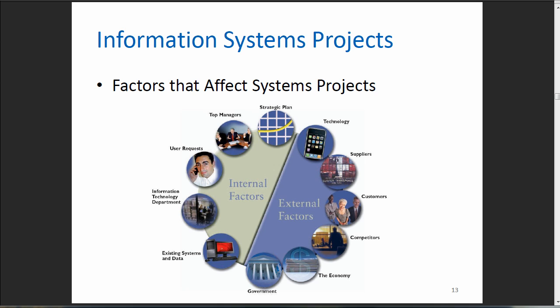So factors that affect system projects, boy, there are just a ton of them. Everything internal: existing systems that we need to integrate with can be a real challenge, especially if they're older systems or built on database infrastructures that are no longer used. The IT department can also affect a project. Are they willing to take it on? Is there the technology? Do they believe?